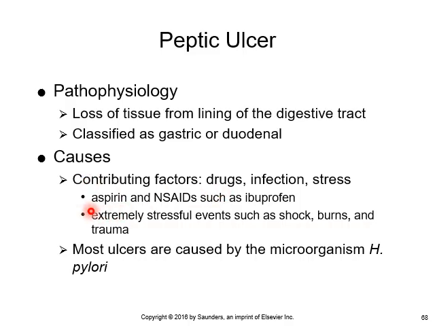Drugs, most commonly aspirin and NSAIDs like ibuprofen, can cause peptic ulcer. Also, extremely stressful events like shock, burns, and trauma can cause peptic ulcer. Again, the H. pylori bacteria is a common pathogen that we would also see with peptic ulcers.